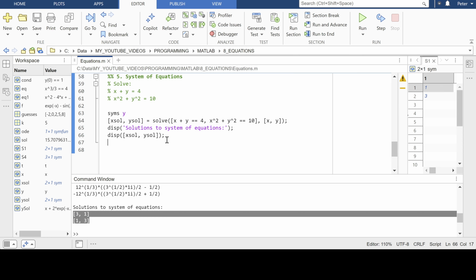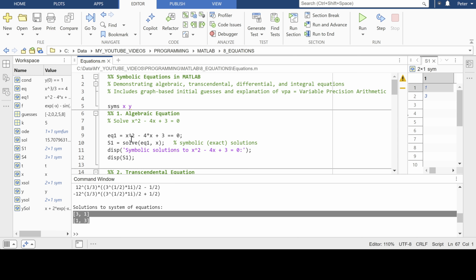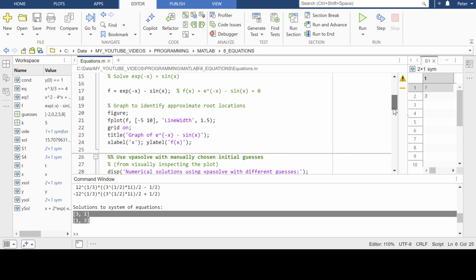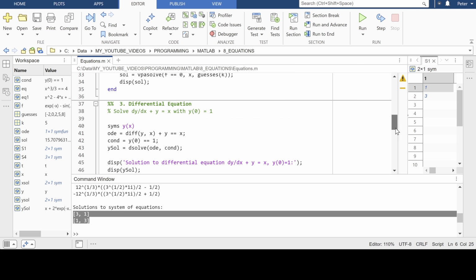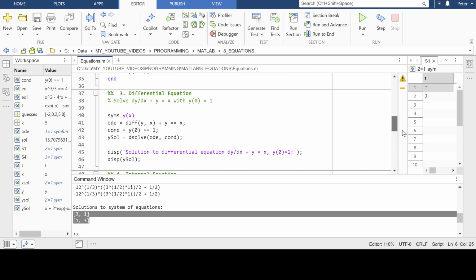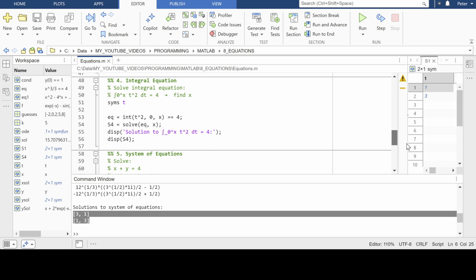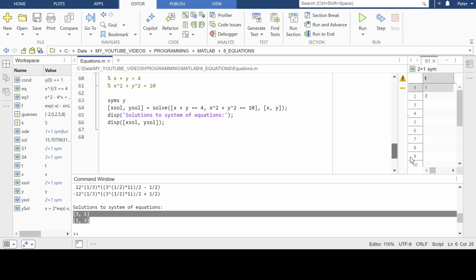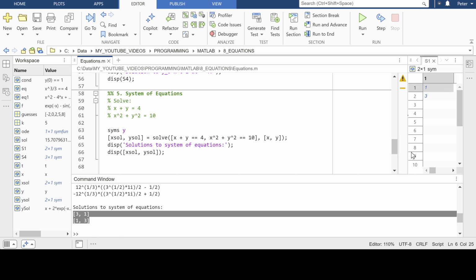Let's recap what we learned today. We solved algebraic equations symbolically. We solved transcendental equations using graphs and vpasolve. We explained that VPA means variable precision arithmetic. We solved differential equations exactly using dsolve. We solved integral equations and systems of equations. MATLAB's Symbolic Toolbox turns complex mathematics into clear, manageable commands, making it an essential tool for engineers, mathematicians, and scientists.